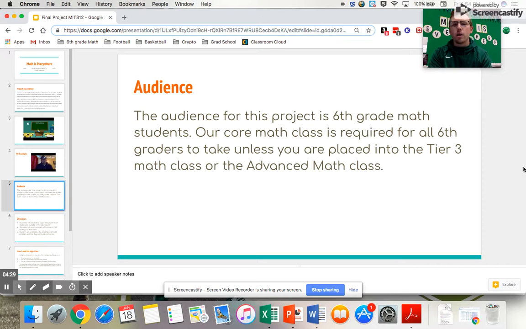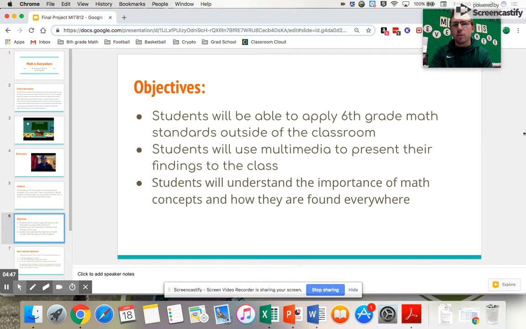The audience for this project is my 6th grade math classes here, and this is just the core math class that's required for all 6th graders to take, unless they're placed into a Tier 3 math class or an advanced math class. The objectives for this project are for students to be able to apply 6th grade math standards outside of the classroom. Students will also use multimedia to present their findings to the class.